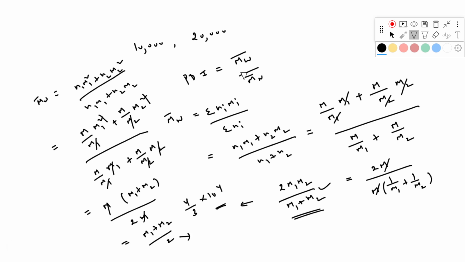You will get this value as 3 by 2 into 10 power of 4, right? So Mw bar by Mn bar: this over this, so 10 power of 4, 10 power of 4 get cancelled. If you do this, your answer will be 1.125. You have to take Mw bar by Mn bar, right?